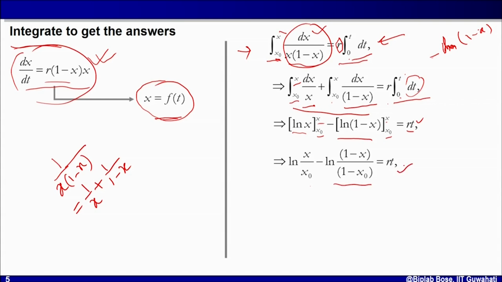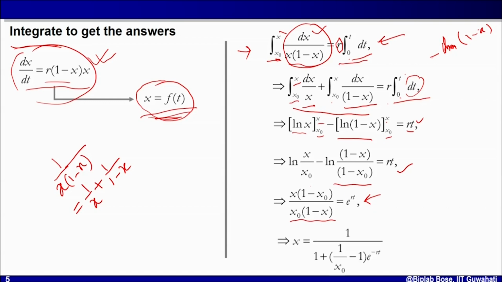These terms can be rearranged further, and we can take the ln to the other side. So we get x into 1 minus x naught by x naught into 1 minus x is equal to e to the power rt. Remember, I want to get x as a function of time. So I want to keep x on one side of the equal sign and the rest of the thing on the other side. So I just did an algebraic rearrangement of the whole thing here.